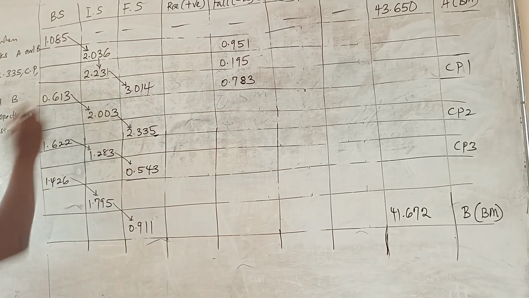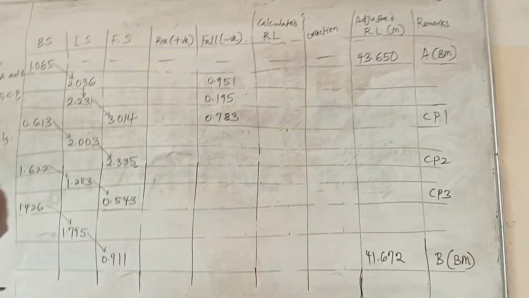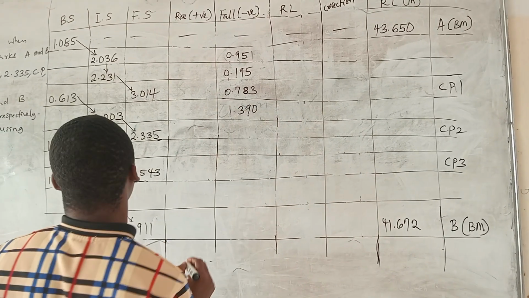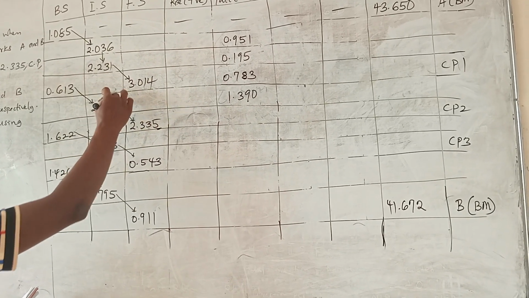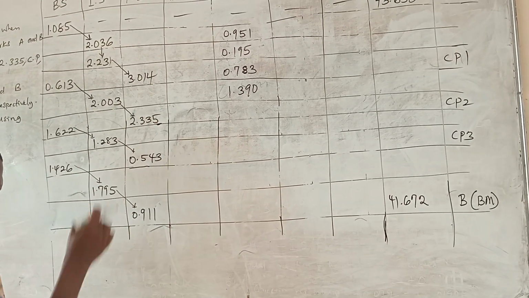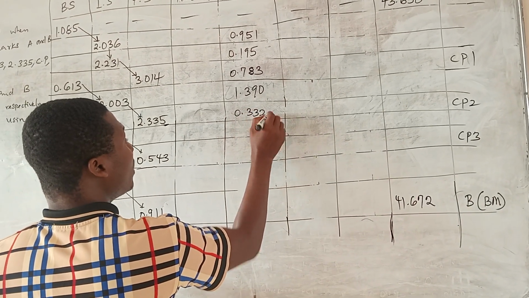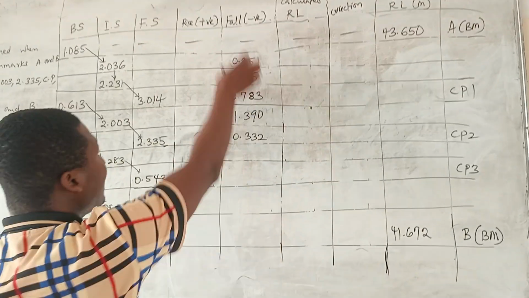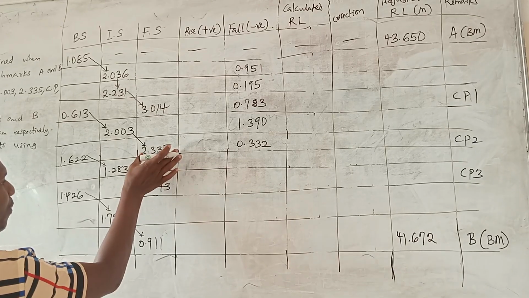You now look at this second setup. 0.613 minus 2.003 is also negative, so you are going to write it under fall. Alright, so this value here we've done, so the next one now is this one. This one here minus this is also negative. We have it to be 0.332. It is minus, so if you are writing it under fall, there's no need for you to put the negative sign. Alright, so we are done with this setup again.